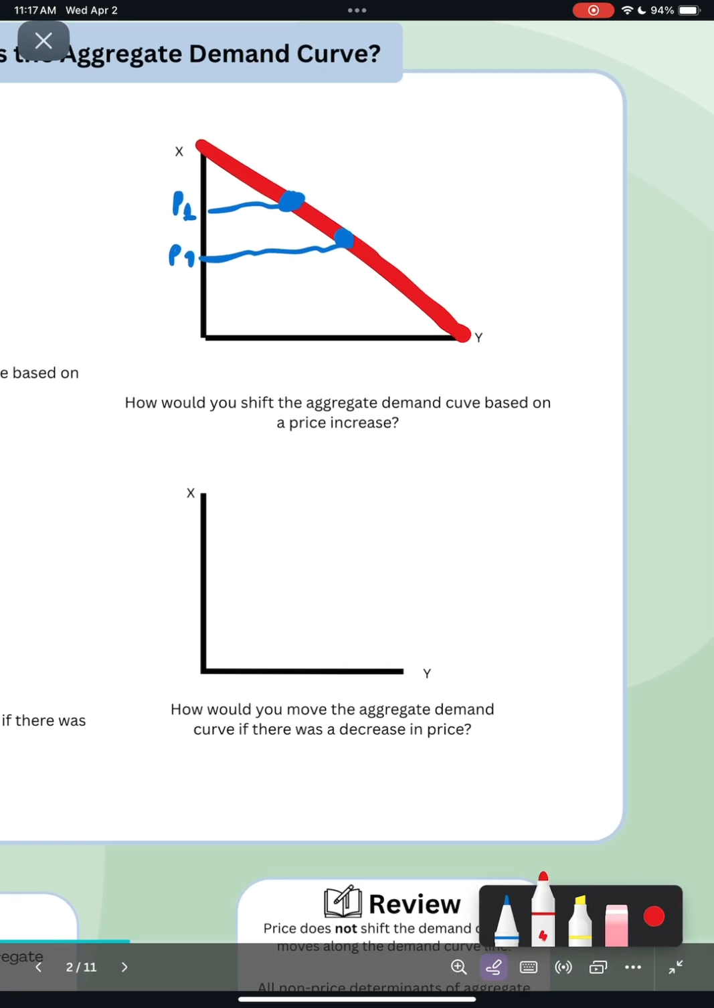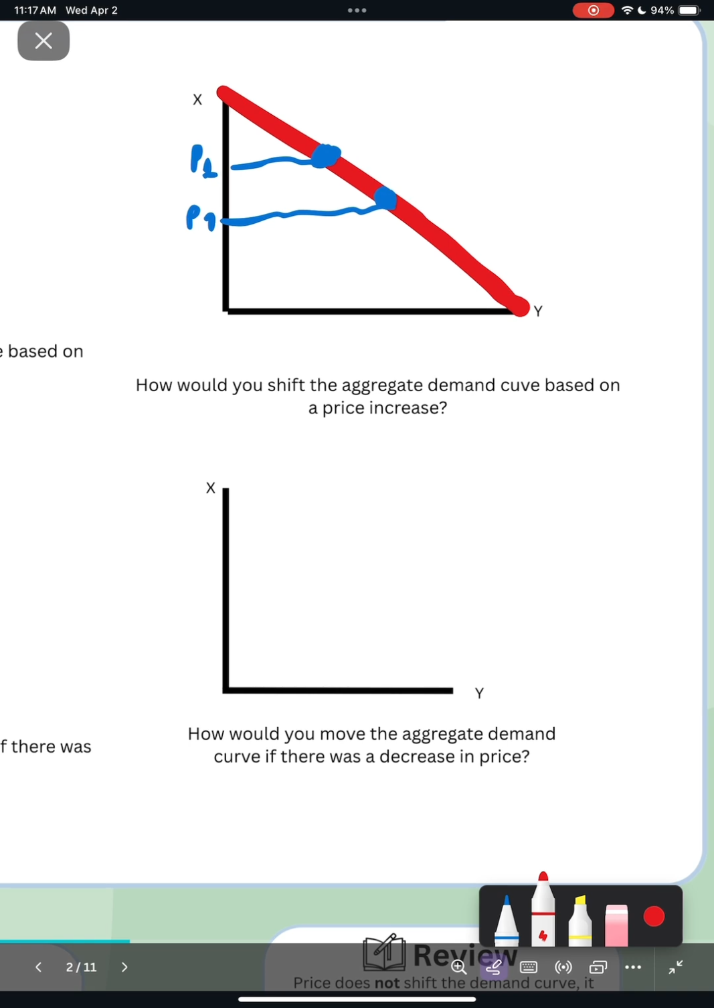And last but not least, it says, how would you move the aggregate demand curve if there was a decrease in price? Now I'm going to go ahead and draw my original demand curve once again and have a little point for equilibrium. Now, since we are decreasing the price, that is going to be a movement along the demand curve downward, closer to the y-axis, marked by that little blue dot right there.